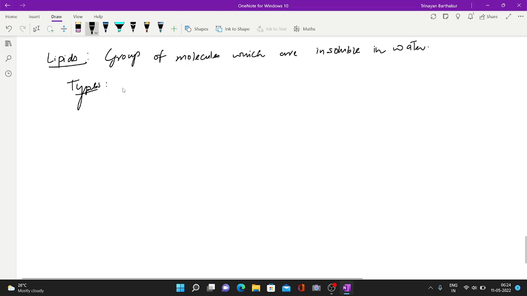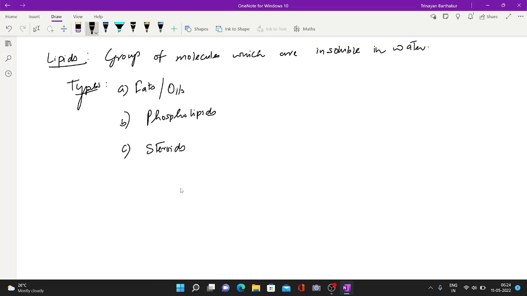So the types of lipids are important. What are the exact types? The first type is known as fats and oils. The second type is known as phospholipids, and the third type is known as steroids.